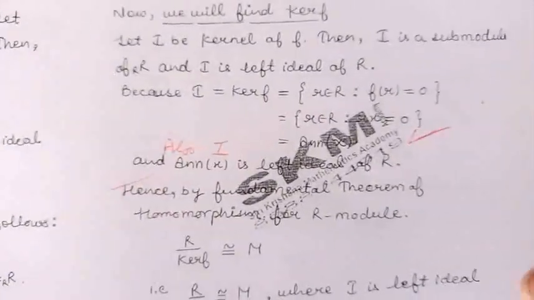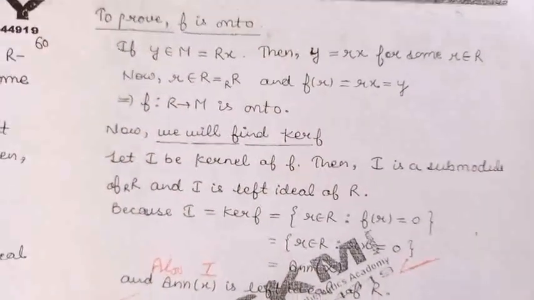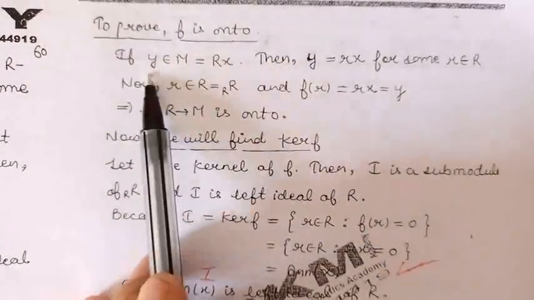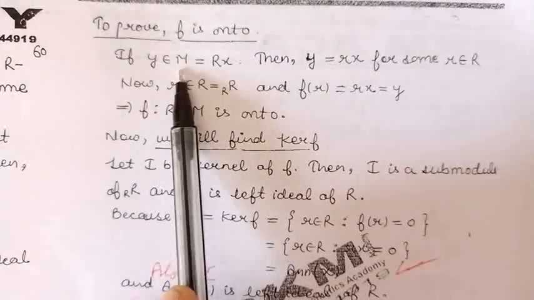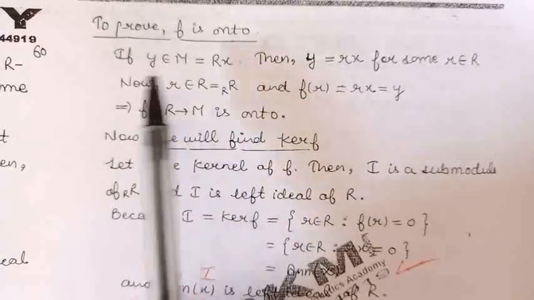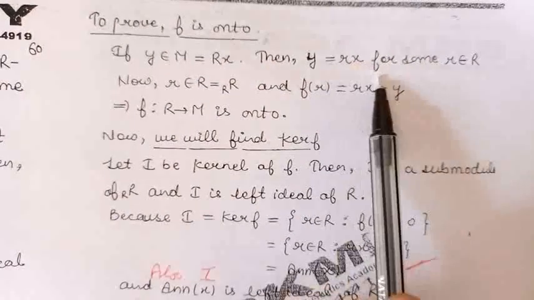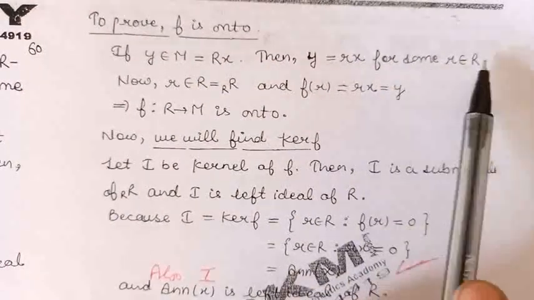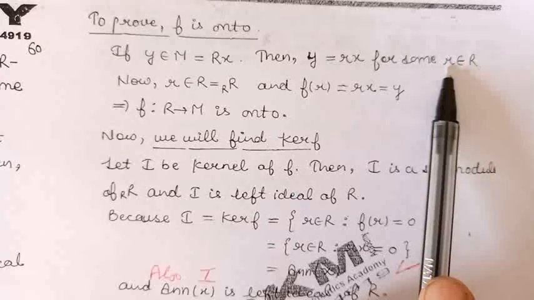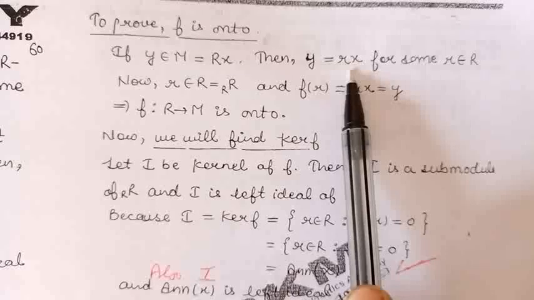Now next we prove that f is an onto mapping. To prove this, let us take an arbitrary element y belonging to M. Now because M was cyclic, M is equal to Rx. So y will be of the form of an element of ring R into x. The element of ring R we have taken as r. So we can write y is equal to rx.